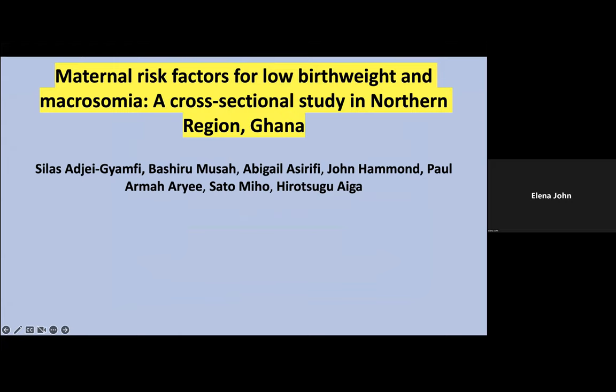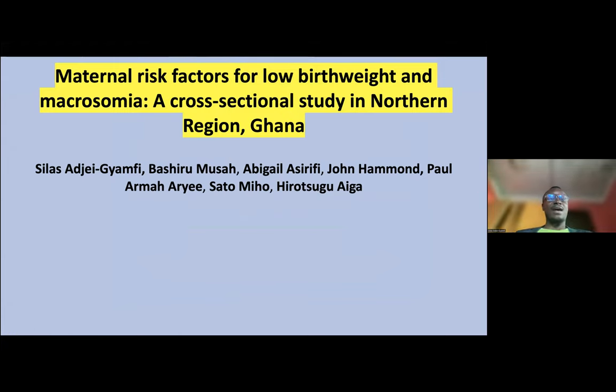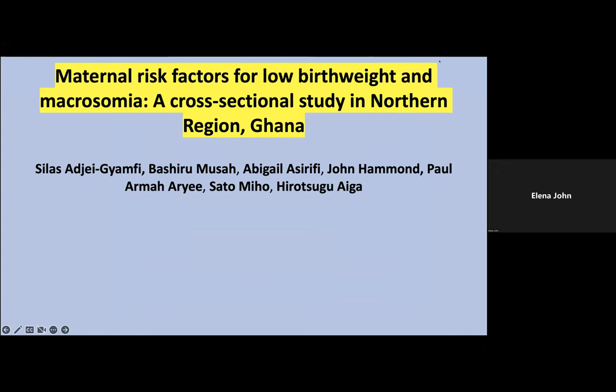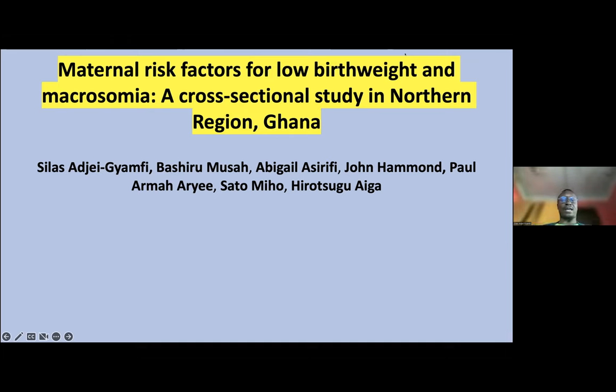Please, my name is Silas Adjei-Gyamfi. I work with Ghana Health Service in Ghana. And this topic is about maternal risk factors for low birth weight and macrosomia, which is a cross-sectional study in the northern region of Ghana.